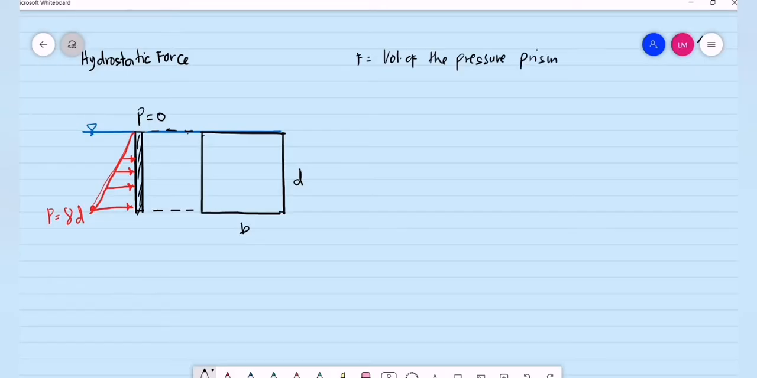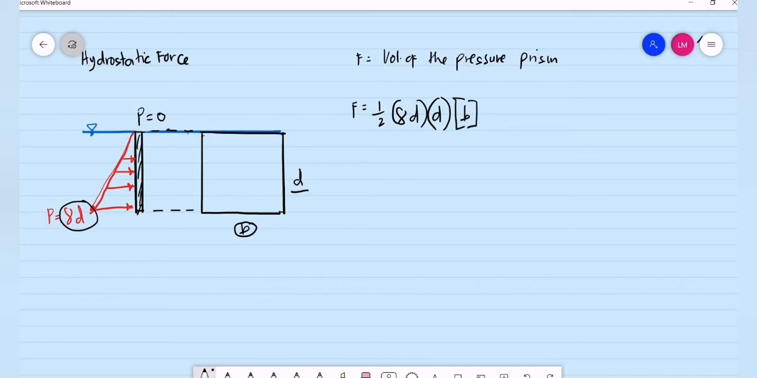That is equal to the volume of the pressure prism acting on this submerged surface. If we are to compute for the volume, this is a triangular prism. So that is 1/2. What is our base? So basically the base is the unit weight of the liquid times d. What is the height? The height is d. Then multiplied by that is the area. To get the volume, we multiply it by the width perpendicular to the paper, that is b.